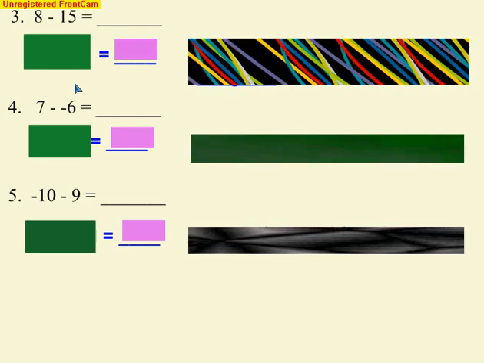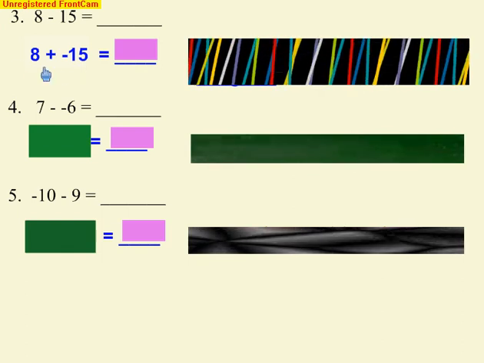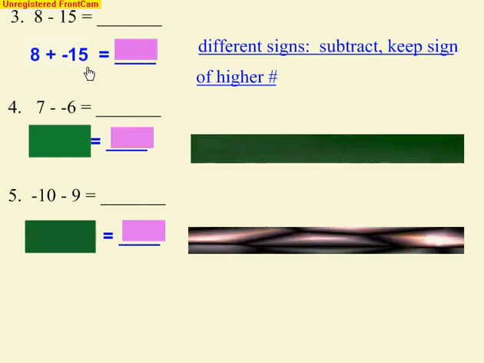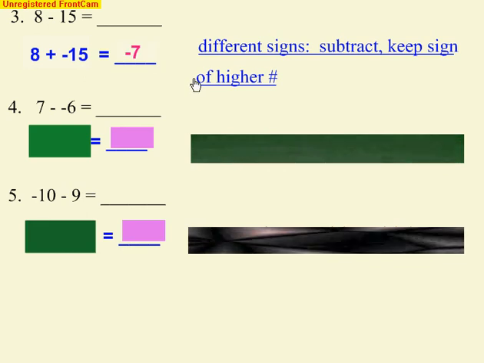Okay, the next three problems, if you take a look, they're all subtraction problems. When we're subtracting, we want to actually rewrite these problems as addition problems. So that's going to be our first step. So anytime we have a minus sign in between, like in number 3, 8 minus 15, we want to rewrite that as 8 plus negative 15. So now we're just going to follow our rules for addition. Our signs are different. Different signs, we're going to subtract, keep the sign of the higher number. 15 minus 8 is 7. Bigger number here is negative, so we're going to get a negative 7.